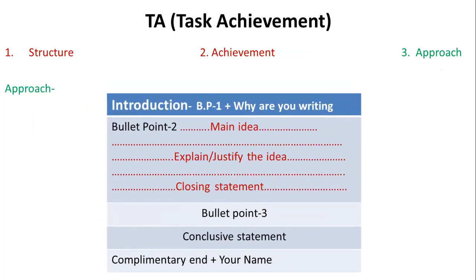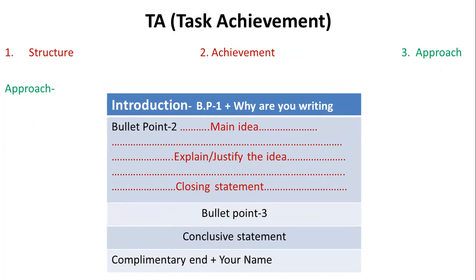Just look here. The approach is that the answer to each bullet point in each paragraph must be written in a particular structure, in a particular pattern.